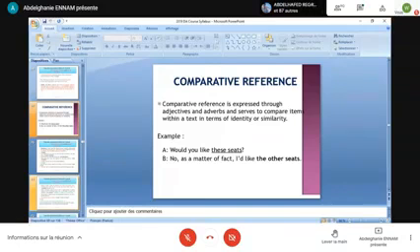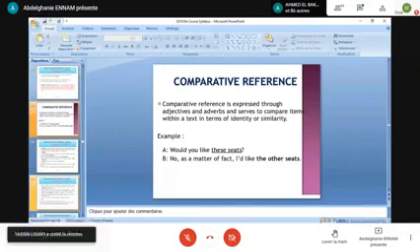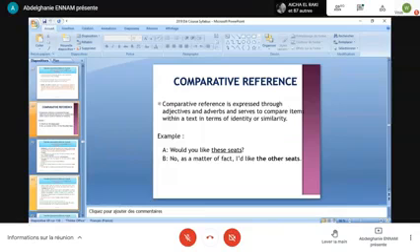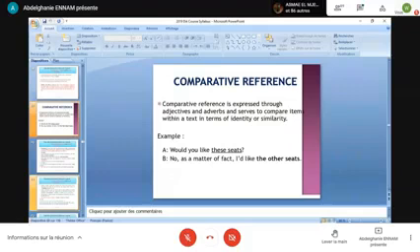For example, "Would you like these seats?" "No. As a matter of fact, I'd like the other seats." Here there is a comparison of seats in a given setting, between speakers: these kind of seats or a different kind of seats. We don't know which the speakers are talking about, but we can imagine the situation.